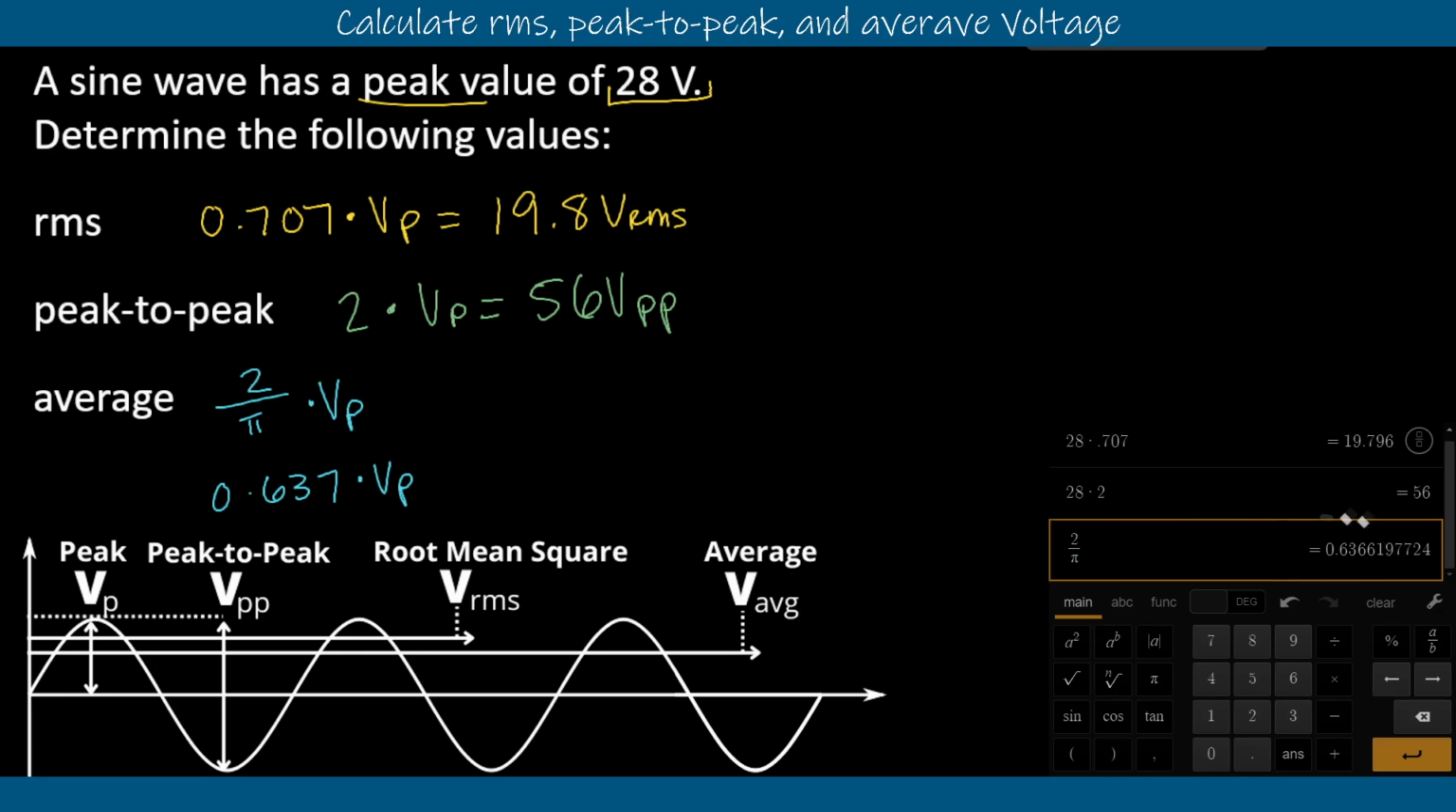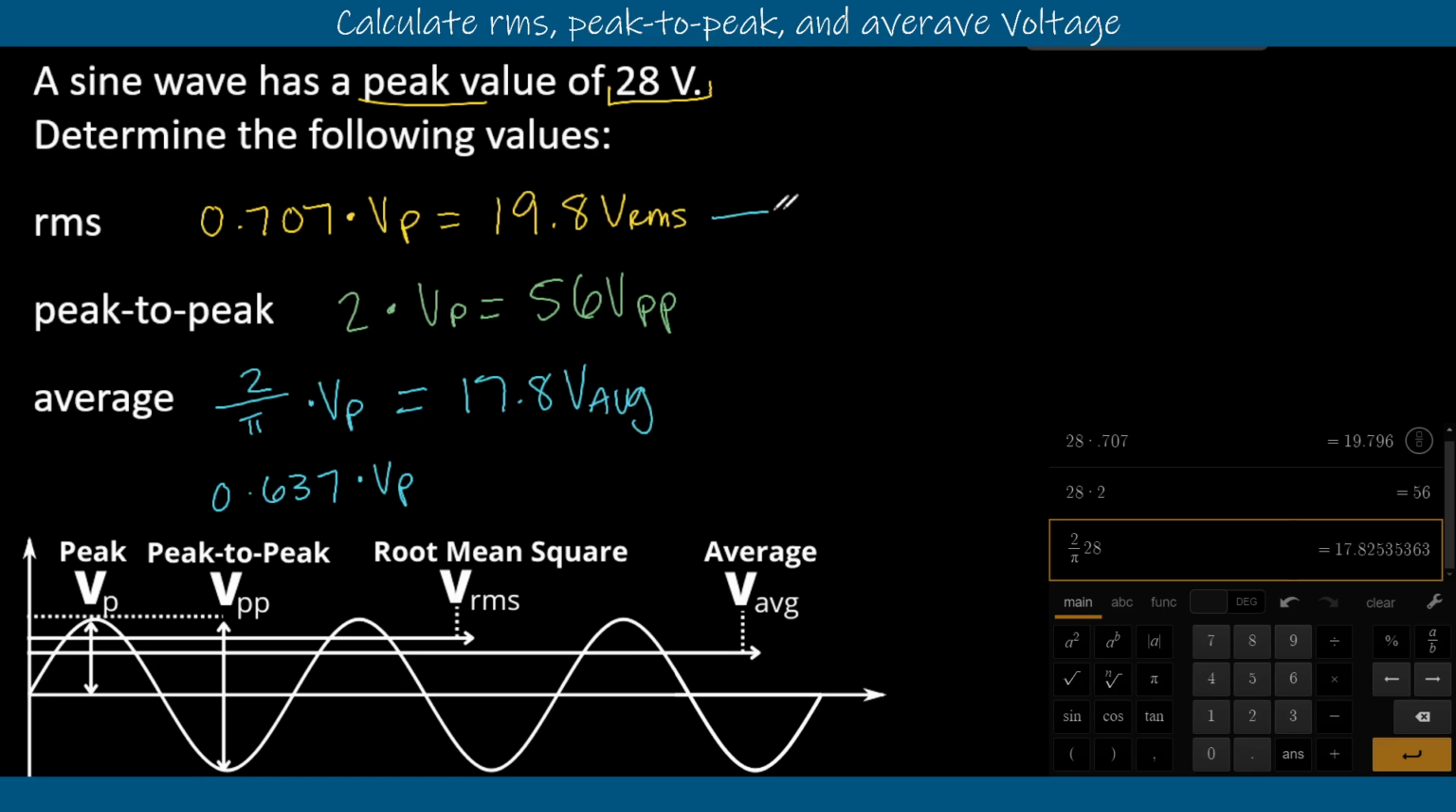Sometimes the textbook will go back and forth between those two. Just know that they are actually using 2 over pi. If you need a higher level of accuracy, you might want to keep your pi in there, because pi extends so far out. We can solve either one, and multiplying by our peak voltage of 28 gets us 17.8 volts average voltage, VAVG for average.